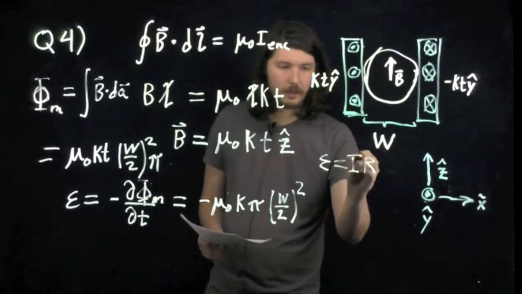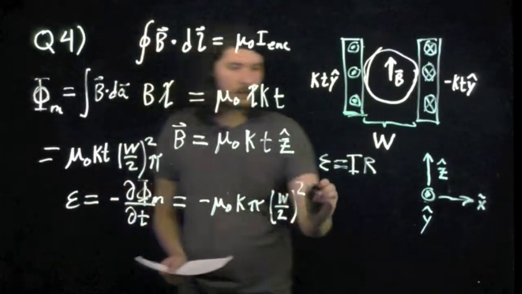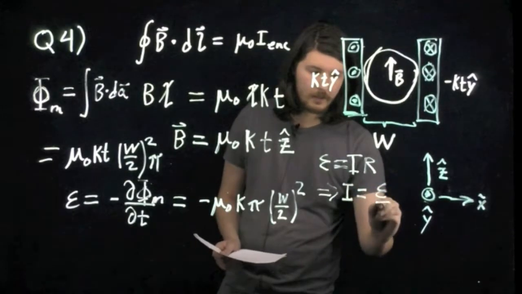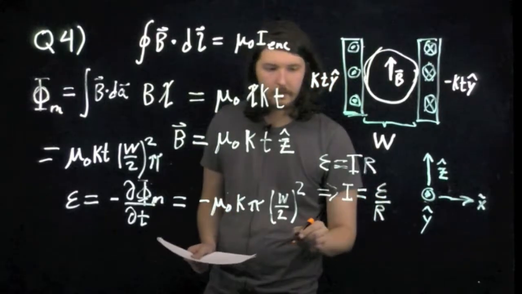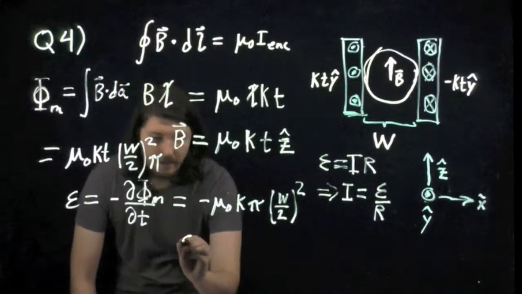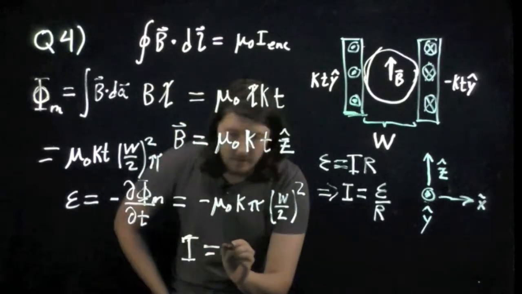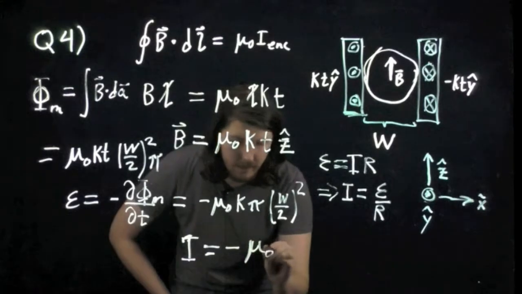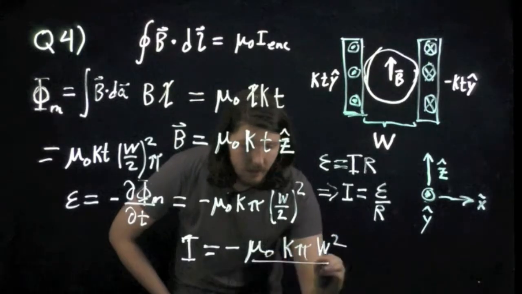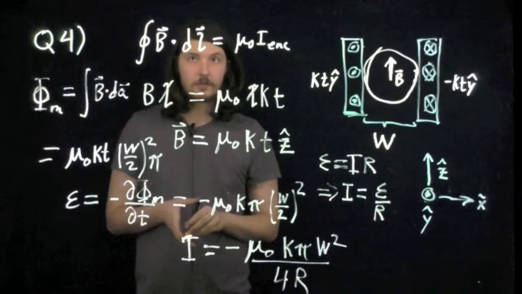Using Ohm's law, the EMF is equal to I times R. From this, we can rearrange, so this implies that I is equal to epsilon, the EMF, over R. And so we find that the current in this loop is negative mu naught K pi w squared over 4R. And with that, that is the solution to this question.